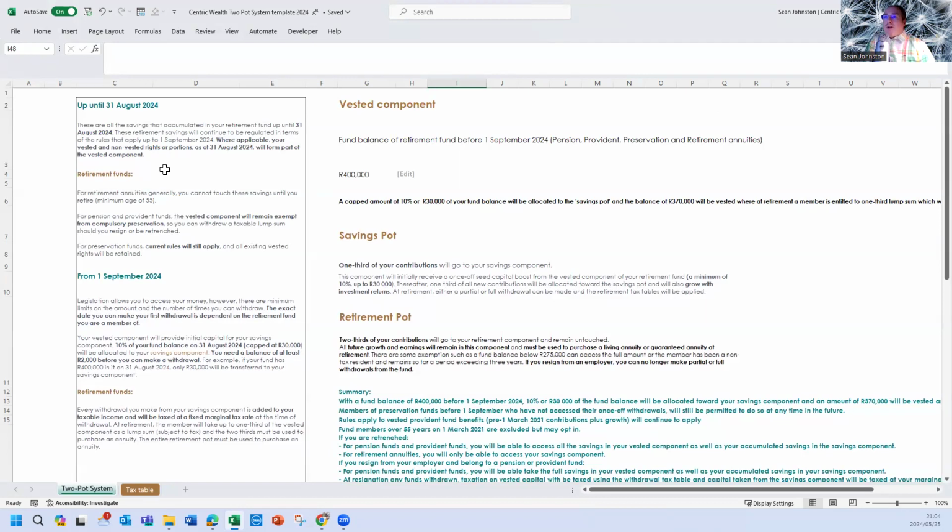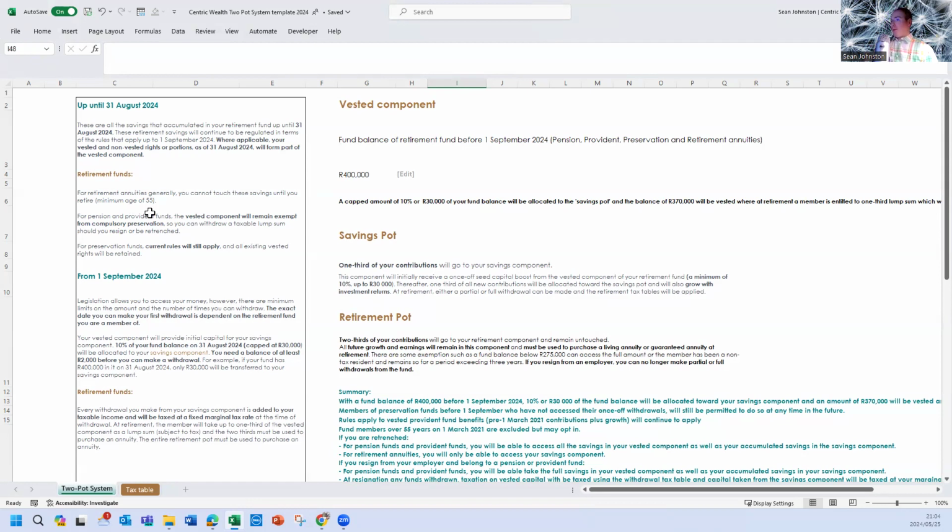Retirement funds. For retirement annuities, generally, you cannot touch these savings until your age 55 minimum. For pension and provident funds, the vested component will remain intact for compulsory preservation, so you can withdraw a taxable lump sum should you resign or be retrenched. For preservation funds, current rules still apply, and all existing vested rights will be retained.